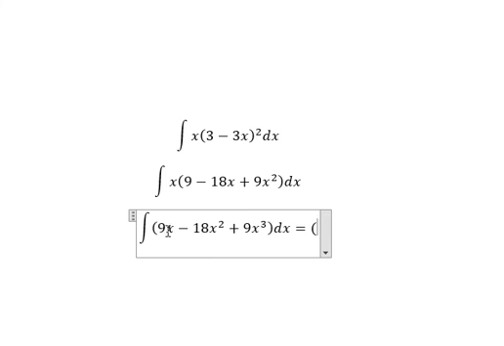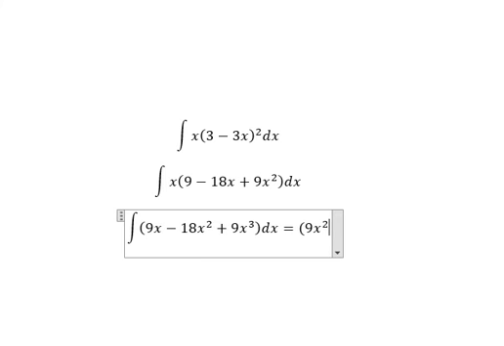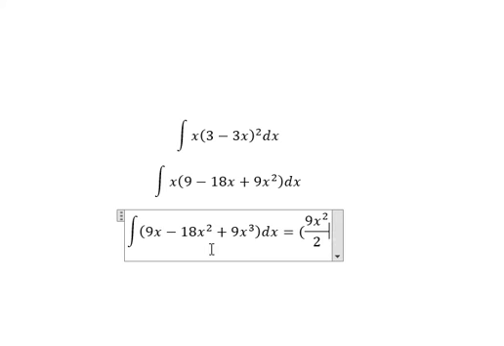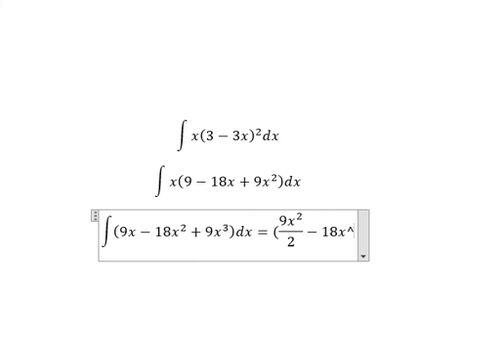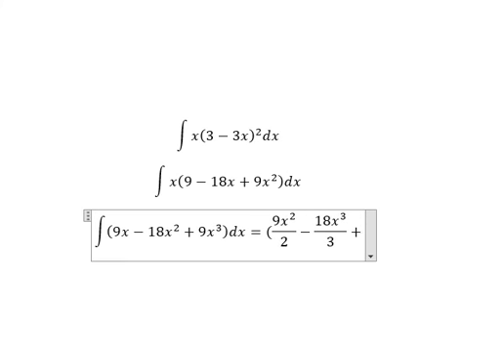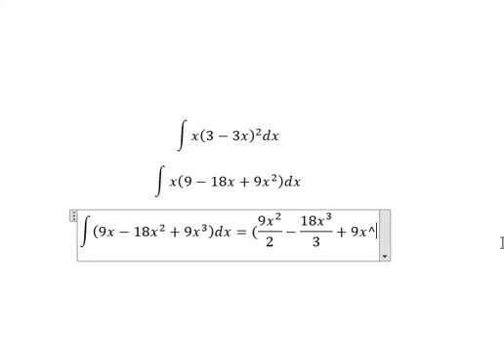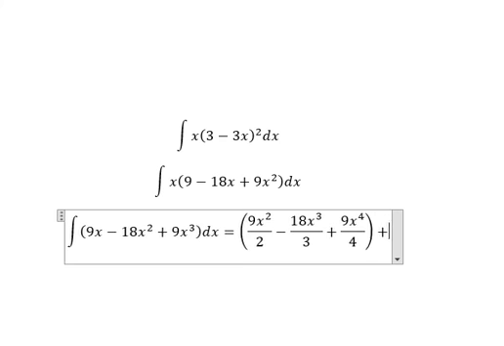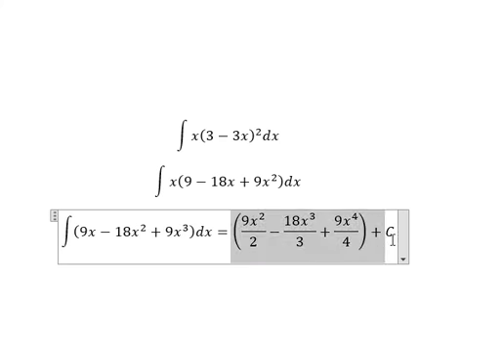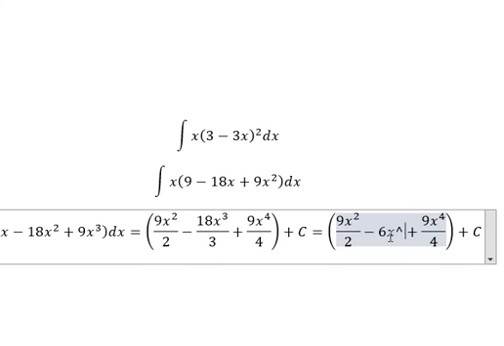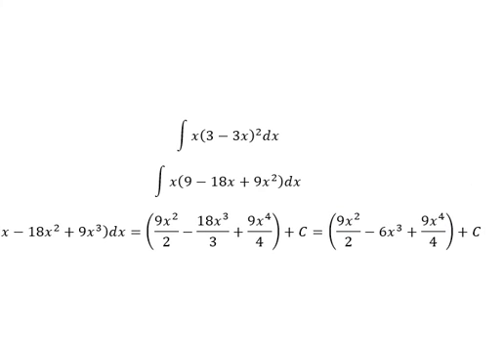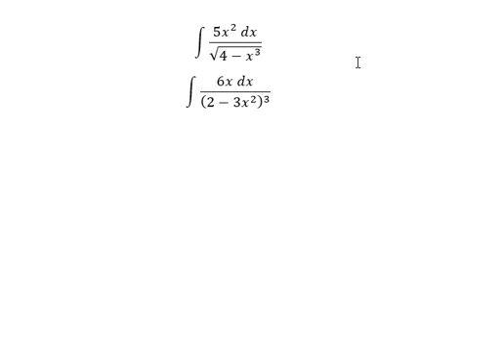The integral of s, you get 9s squared over 2. The integral of s squared, you get negative 18s to the power of 3 over 3. And the last one, 9s to the power of 4 over 4. And we put c. 18 divided by 3, you get 6. And you get 6s to the power of 3. Now let's go to the next one.